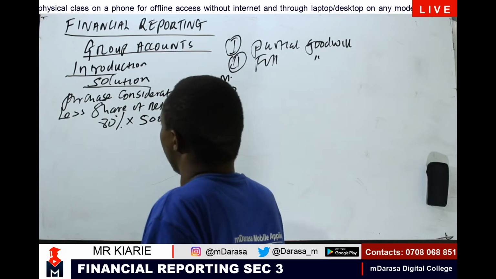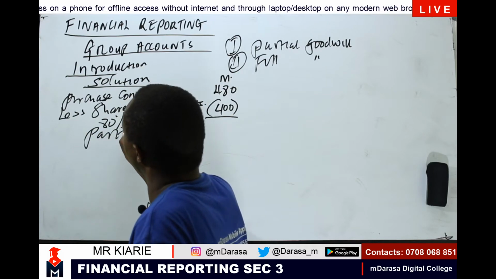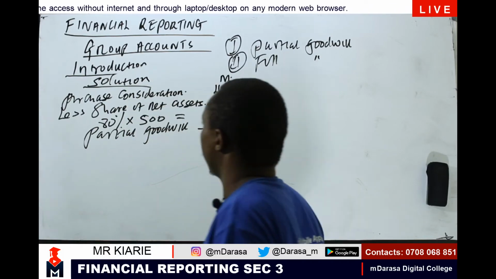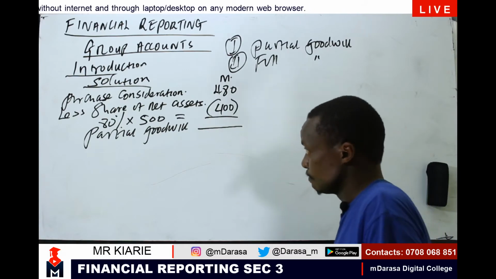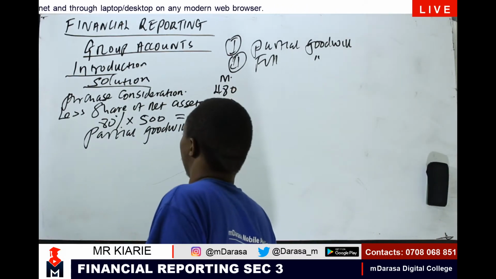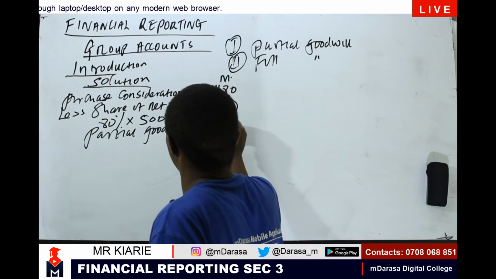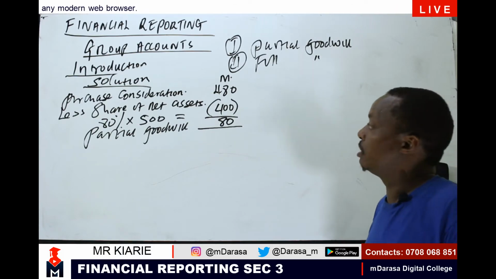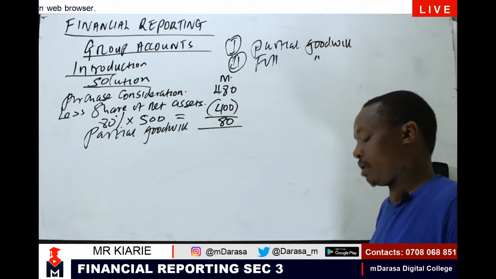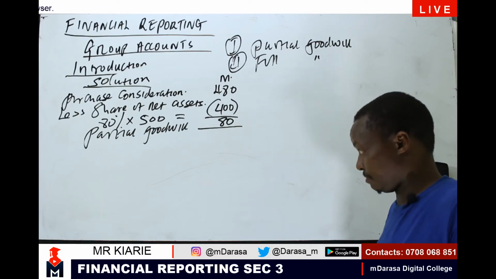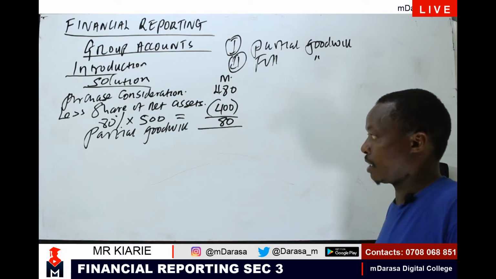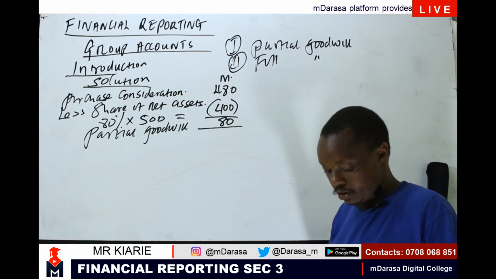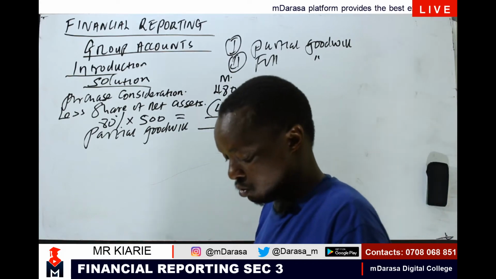So what is our value of partial goodwill? The difference between 480 and 400, which is 80 million. And that is how you determine the value of goodwill using the partial goodwill method. Unless you have a question, we proceed on to the full goodwill method.